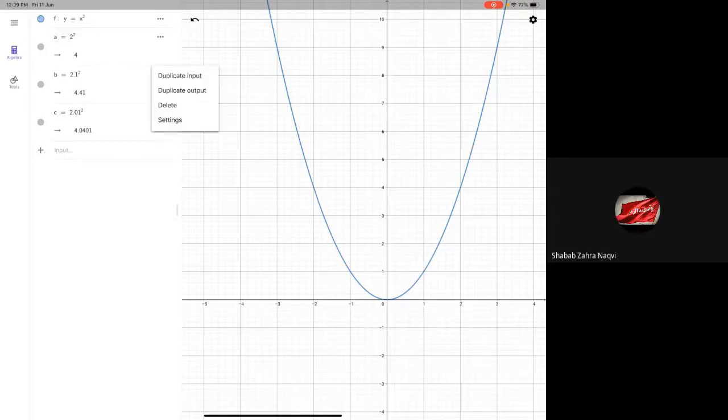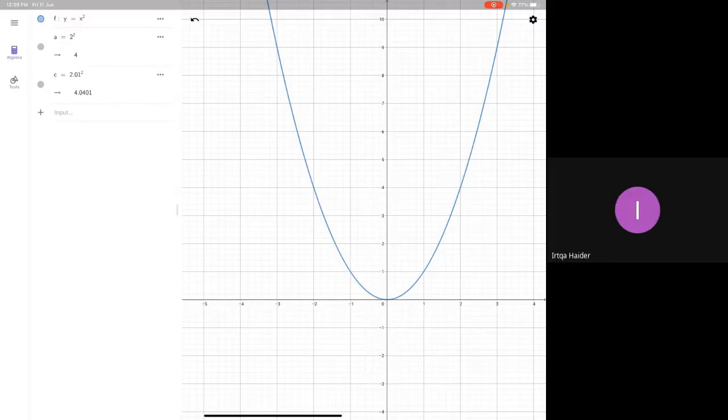Yes, sir. So basically you see this 2 and 2.01. 2 is like x, 2.01 is like x plus dx. Clear? Yes, sir. 4 is like f of x, and 4.0401 is like f of x plus dx. Clear?